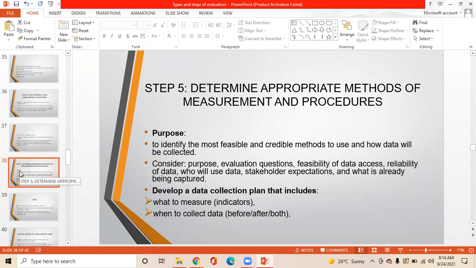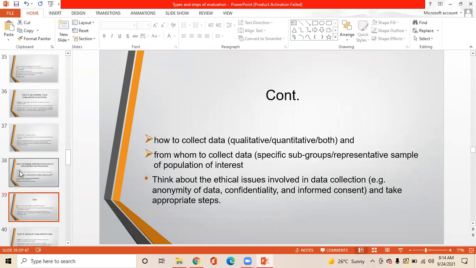Develop a data collection plan that includes indicators about what to measure and when to collect data: before, after, or both. How to collect data: qualitative, quantitative, or both, and from whom to collect data: specific subgroups, representative samples of population of interest. Think about the ethical issues that are involved in data collection. For example, anonymity of data, confidentiality, informed consent, and take appropriate steps.